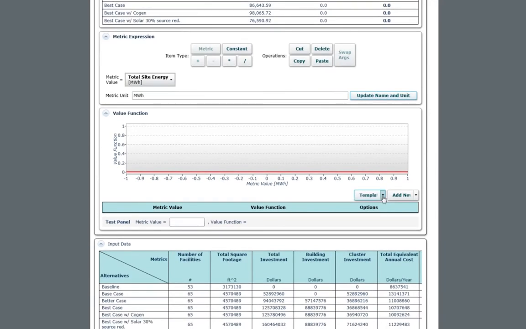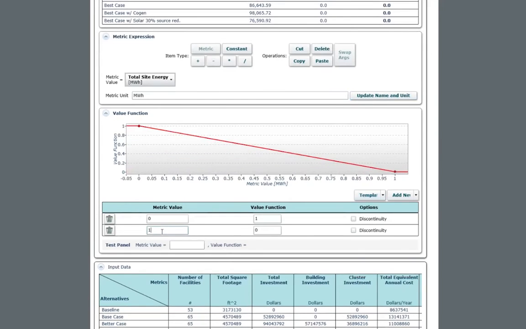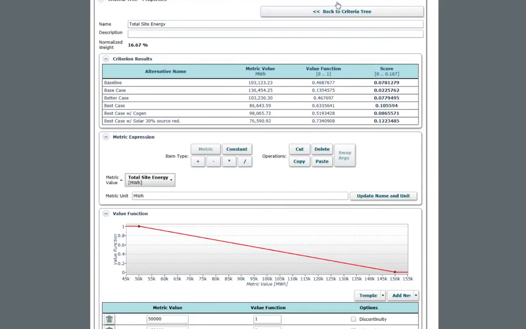We want to minimize that as well. And we don't want to get that any worse than 150,000 megawatt hours. And we'd like to be better than 50,000 megawatt hours. Right? 150, 50. All right, that looks good.